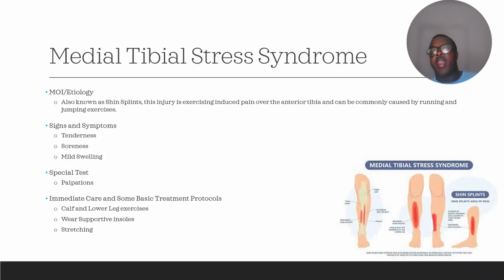Signs and symptoms can include tenderness, soreness, and mild swelling. Most special tests can be palpations, and immediate care and some basic treatments could be calf and lower leg exercises, supporting insoles so that when you're weight bearing, all weight is evenly distributed instead of in one main area, and some manual stretching.